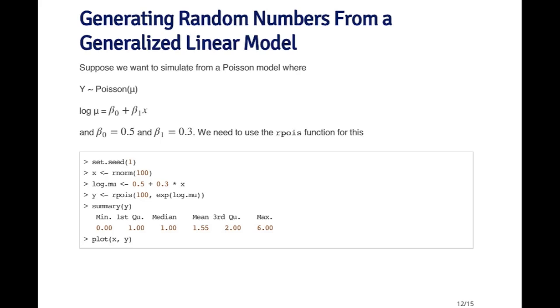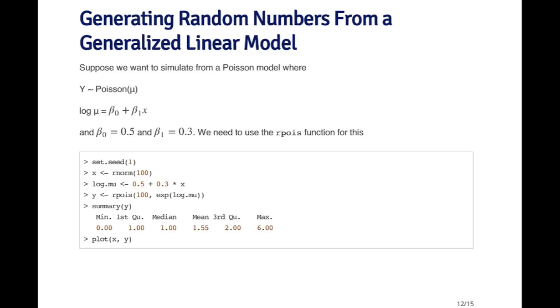We first set the seed, as always, and we generate our predictor variable x, which is going to have a standard normal distribution. Then we generate our linear predictor, the log of mu, which is just the intercept plus the slope coefficient times x. That's the log of our linear predictor, but in order to get the mean for our Poisson random variable, we need to exponentiate that. So we simulate 100 of these Poisson random variables using the rpois function, and we give it the exponential of our log mean.